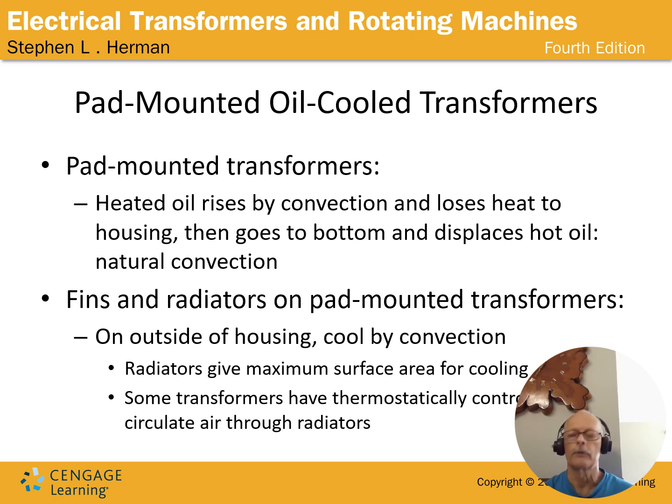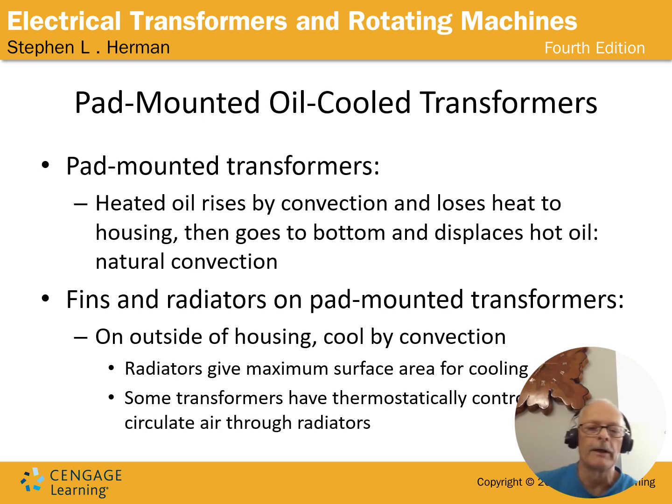Pad mounted. These things are mounted on concrete slabs on rubber bushings, and they sit there and do their work. They're not up in the air. And so the heated oil in those things will do the same thing by convection. It will heat up, starts to move up, it'll lose the heat to the housing and goes back to the bottom, displaces hot oil. So the hot oil rises, and the cool oil comes into the bottom and begins to heat up, and it begins a cycle that we've talked about several times now.